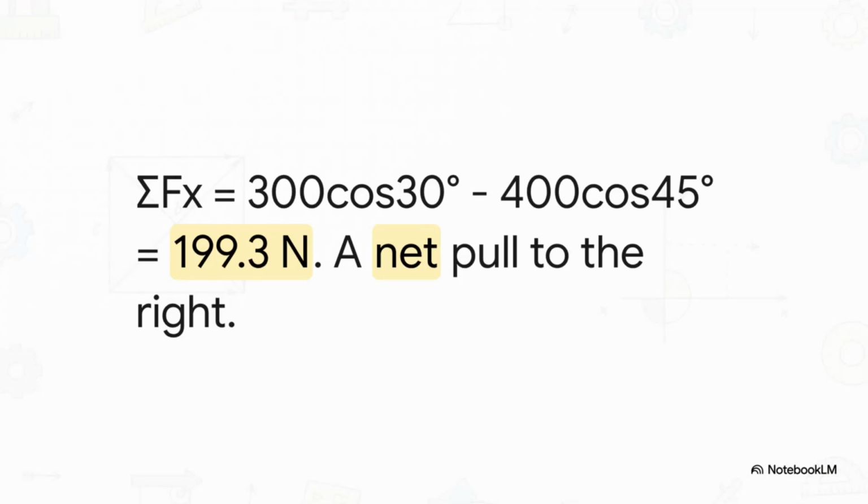Okay, first up, let's sum all the horizontal components. We call this sigma Fx. So the 300 Newton force has a component that's pulling to the right, so we use cosine and it's positive. The 400 Newton force, its horizontal component pulls to the left, so that one's negative. The other 2 forces are purely vertical, so they have 0 horizontal component. The math gives us a net horizontal force of 199.3 newtons.